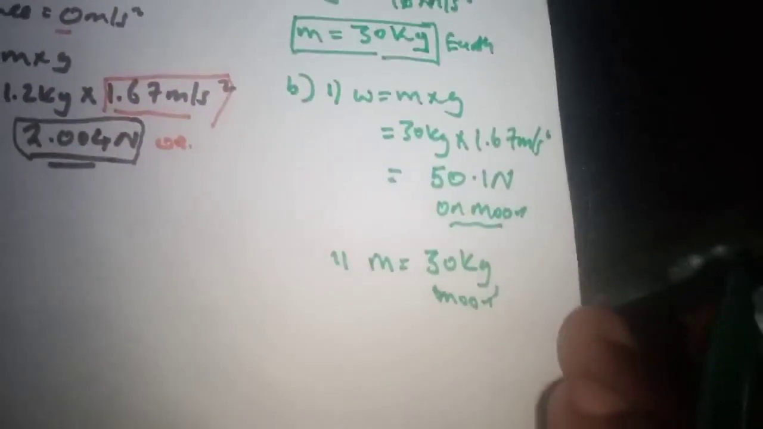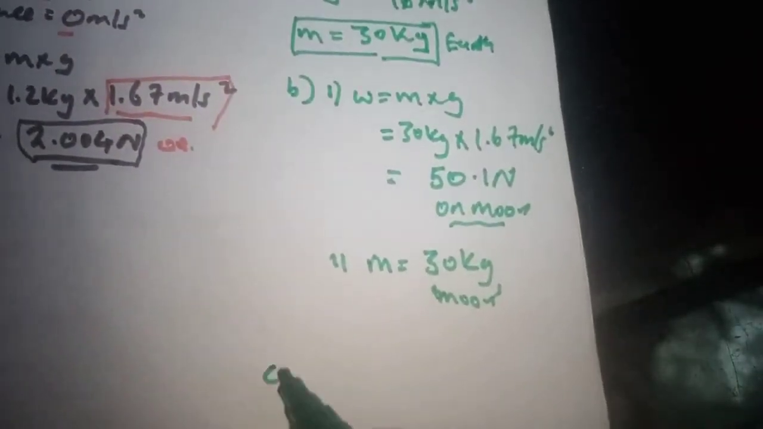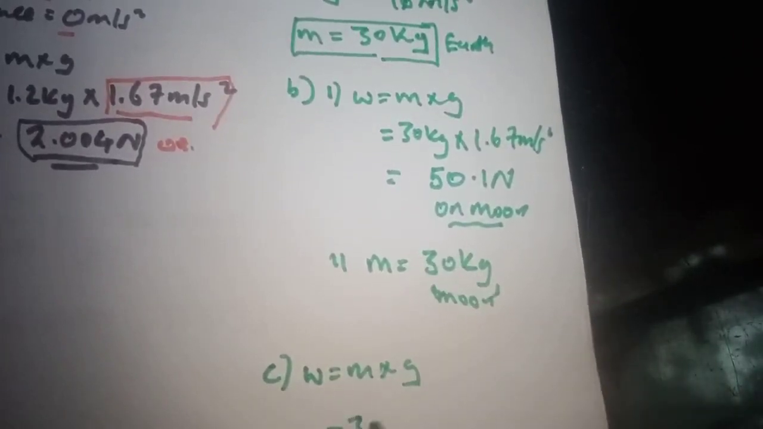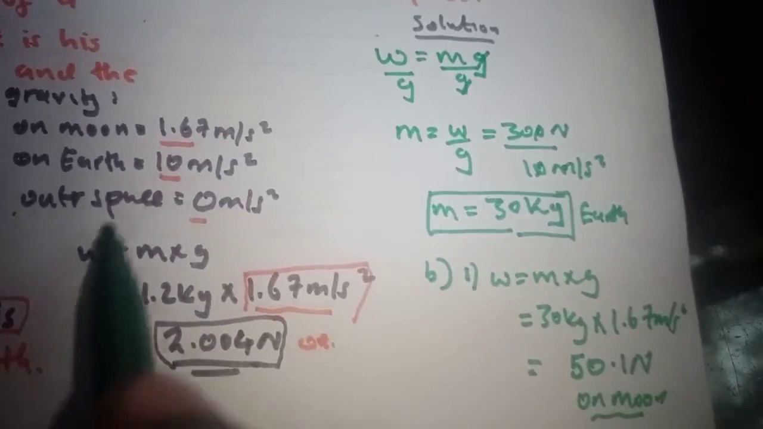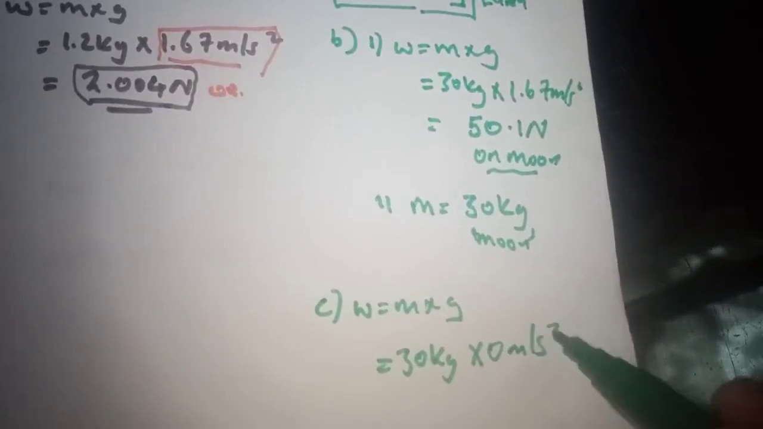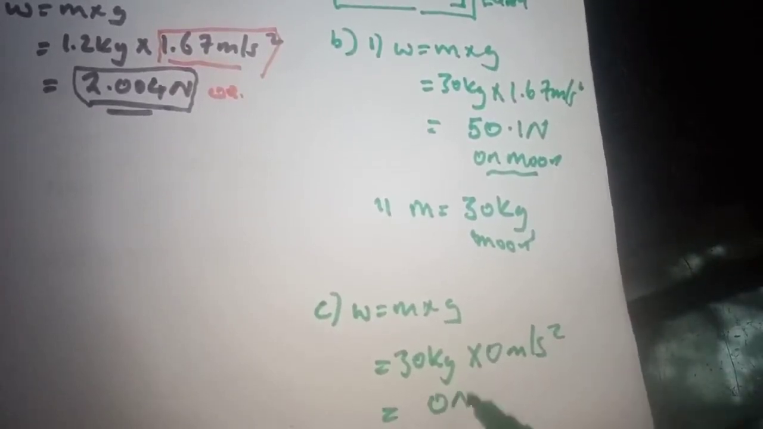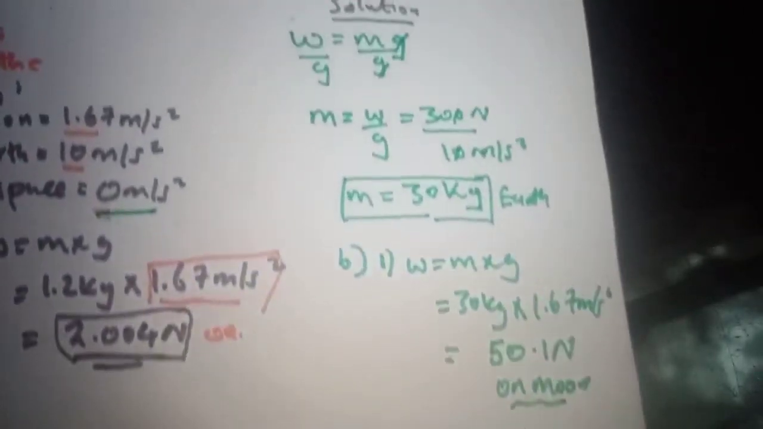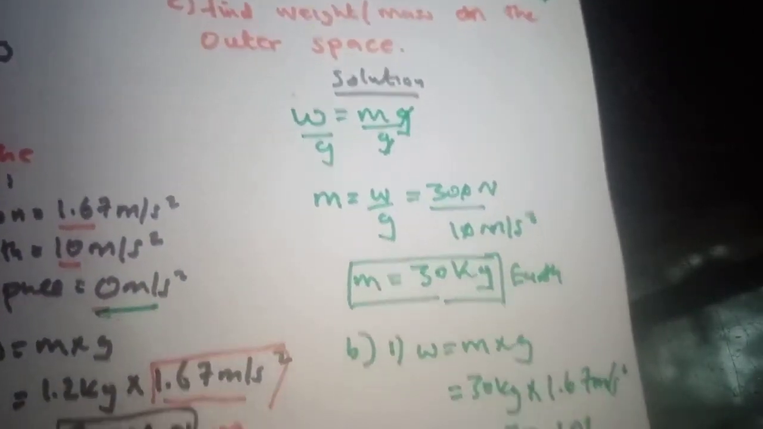So the last question says find the weight and mass in outer space. So C, in outer space, we know weight is equal to mass times gravity. The mass isn't changing, so it's still 30 kilograms times the gravity in outer space. We said the gravity in outer space is 0 meters per second squared, meaning the weight is simply 0 newtons.